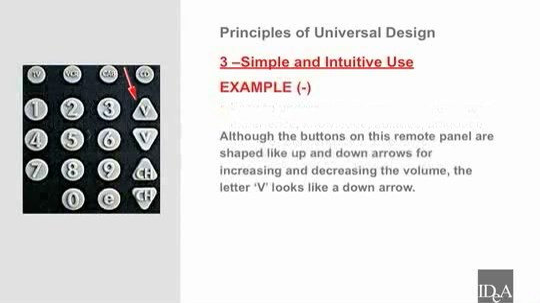A not so positive example is this remote control keypad. Although the buttons on this remote panel are shaped like up and down arrows for increasing and decreasing the volume, the letter V looks like a down arrow, and so the user could get very confused.